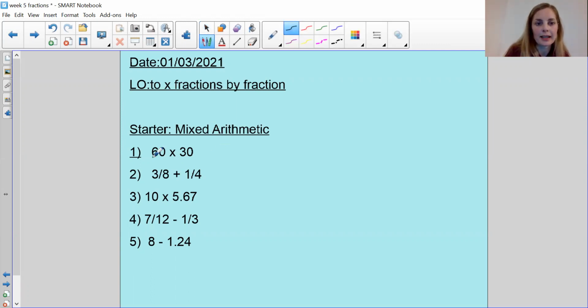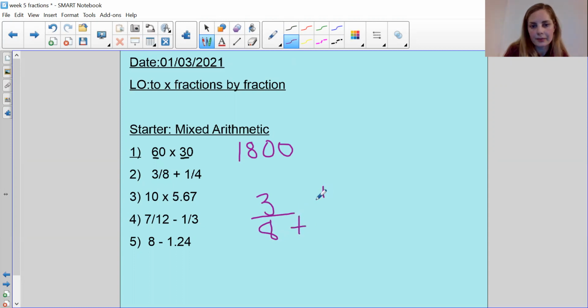So the first one is a nice mental calculation. 6 times 3 is going to be 18. And then I count how many zeros there are. There are 2. So I simply add the 2 zeros. Right, then we have 3 eighths plus a quarter. Okay, so I'm just going to write it out as best as I can.